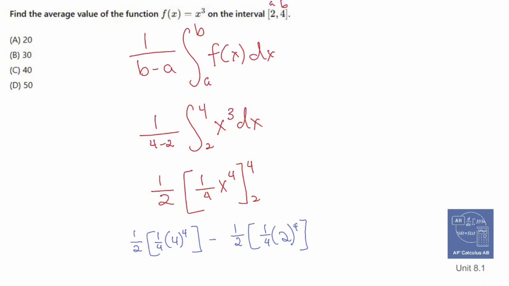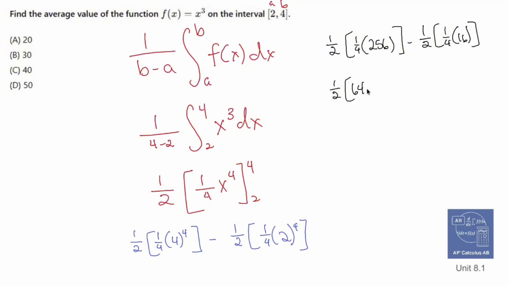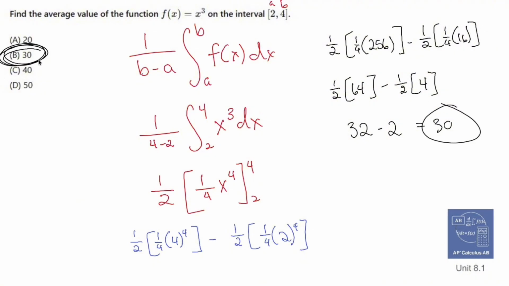Okay, let's move that up here because I'm running out of space. 1/2 times 1/4 times 256, I think, I hope, I pray, minus 1/2 times 1/4 times 16. I can handle that. PEMDAS: 1/2 times 64 minus 1/2 times 4, multiplication, 32 minus 2 is 30. The answer is B. Look at that.